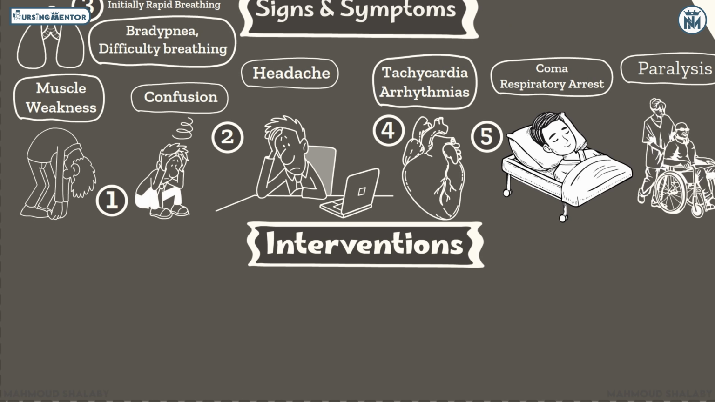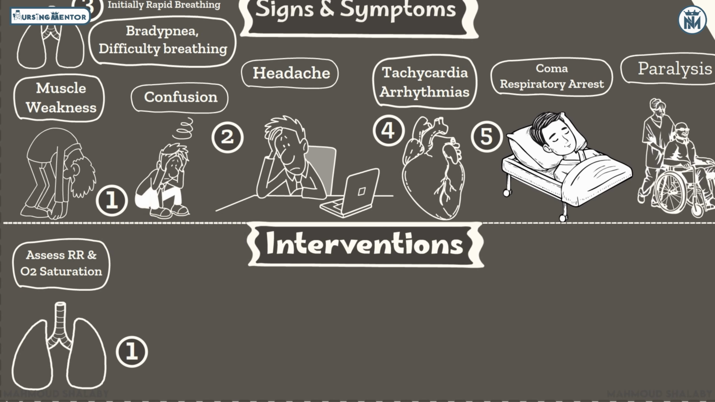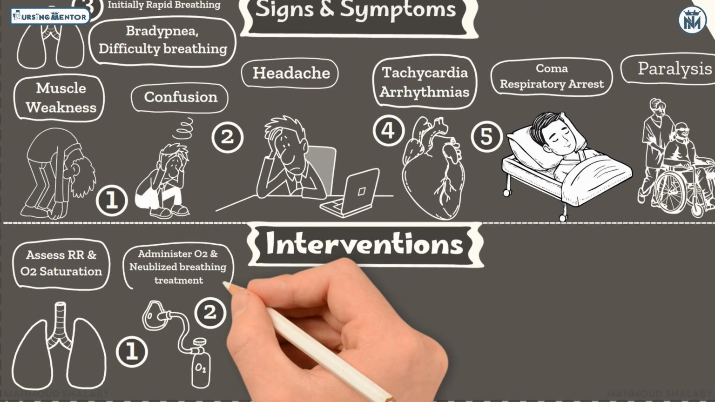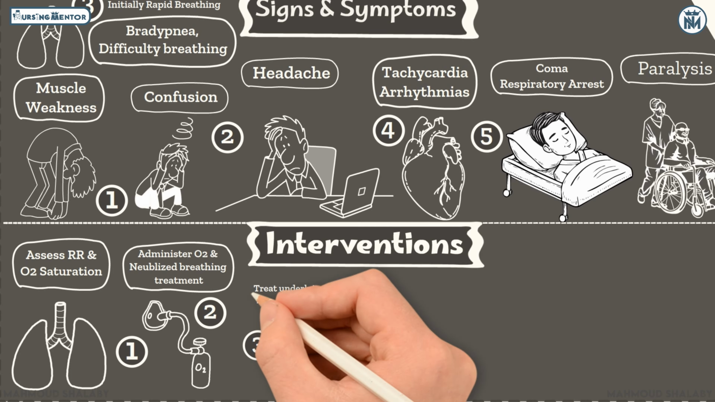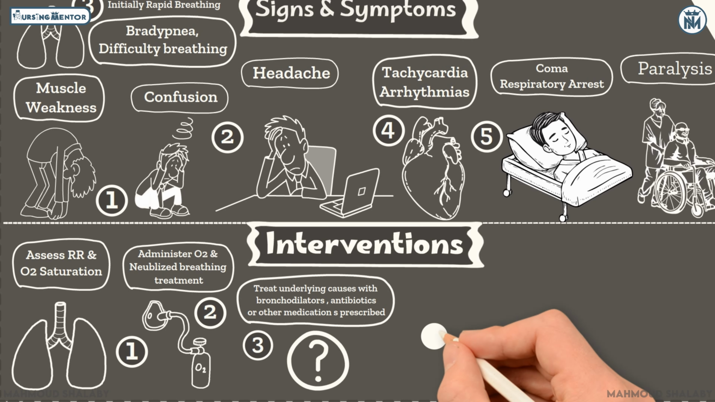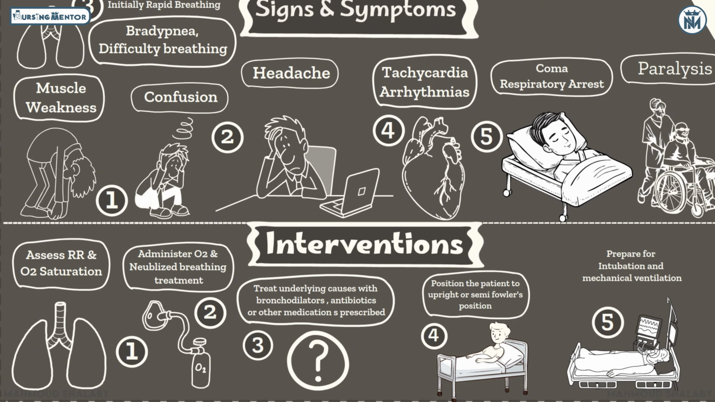Interventions to treat respiratory acidosis. Number 1. Assess respiratory rate and oxygen saturation. Number 2. Administer oxygen and nebulized breathing treatments to enhance ventilation. Number 3. Treat the underlying causes with bronchodilators, antibiotics, or other medications as prescribed. Number 4. Position the patient upright or in a semi-Fowler position to help him breathe well. Number 5. In severe cases, prepare for intubation and mechanical ventilation.